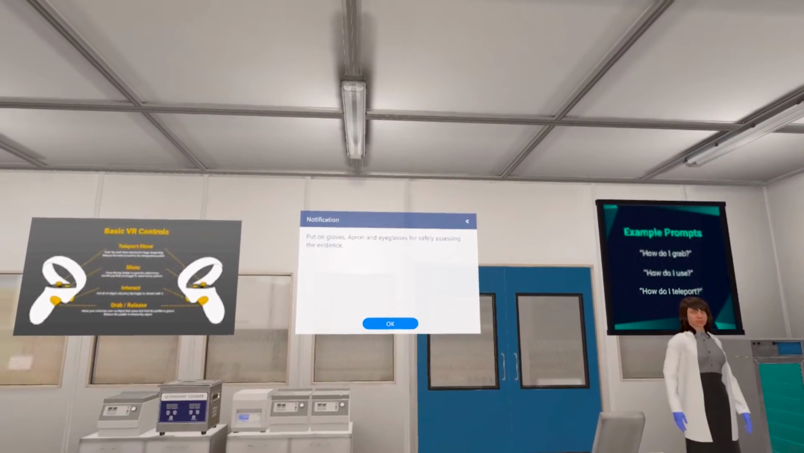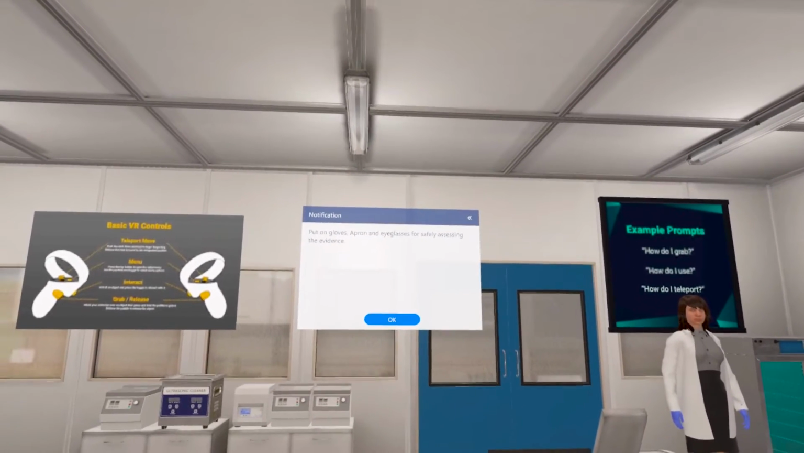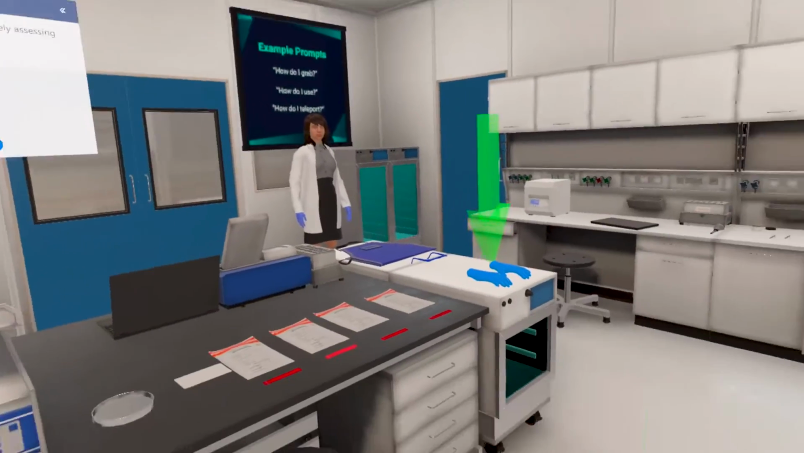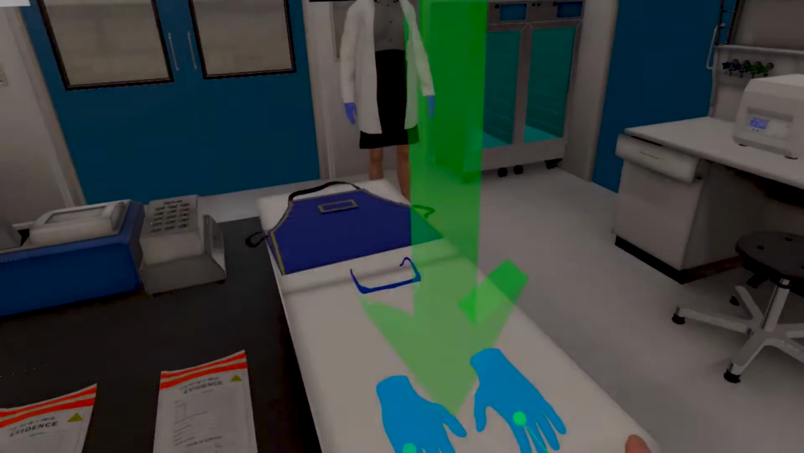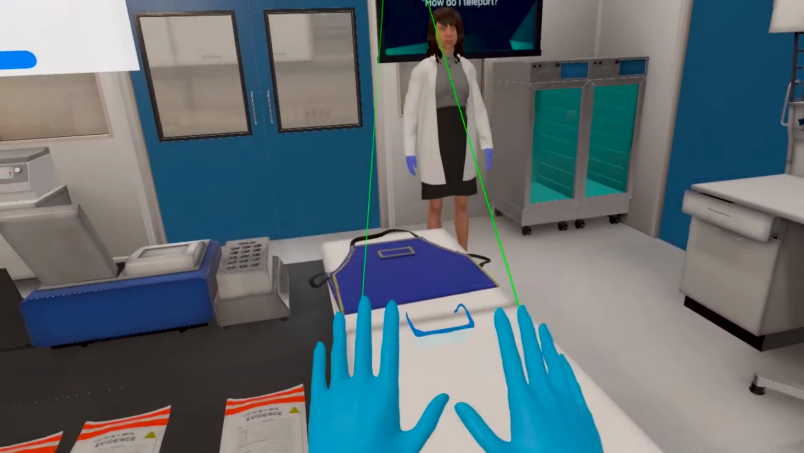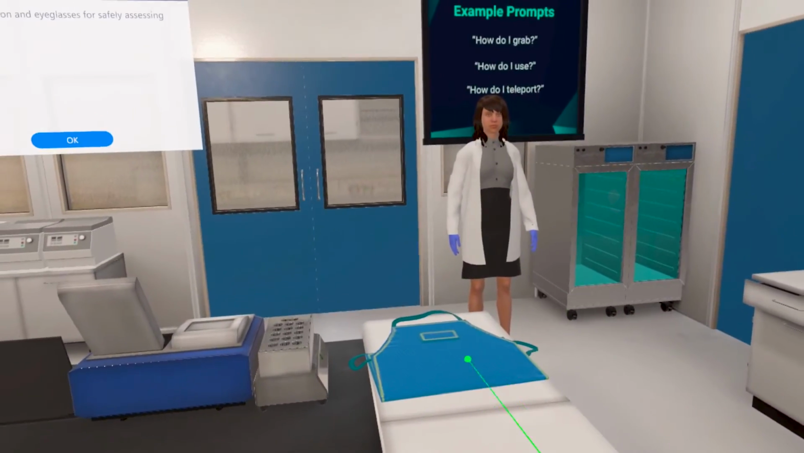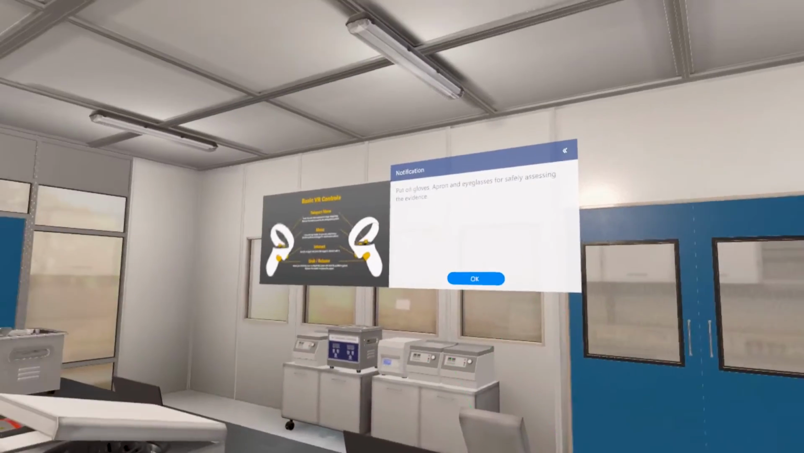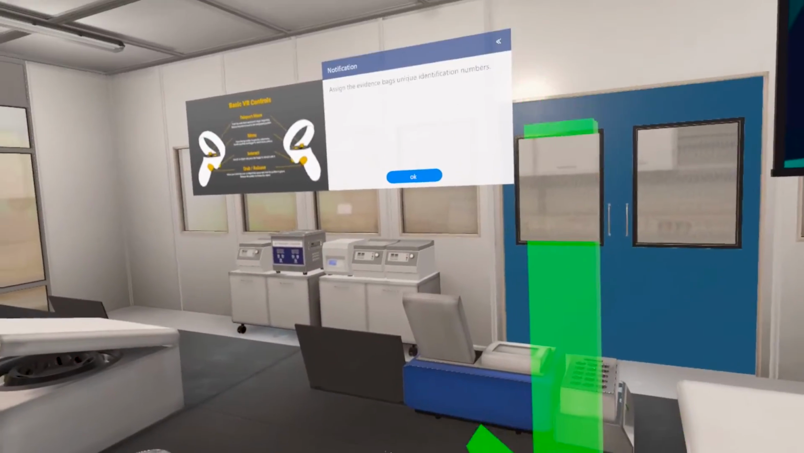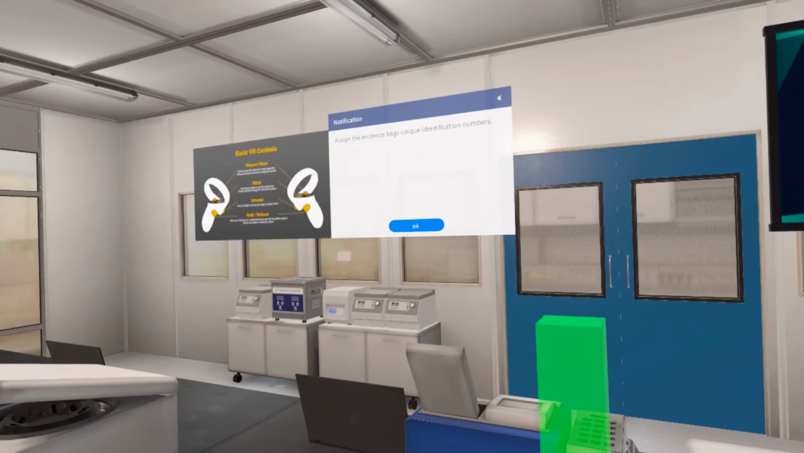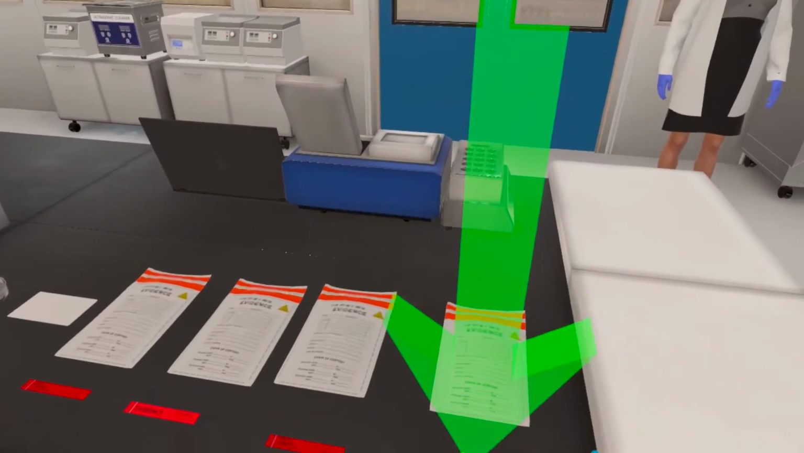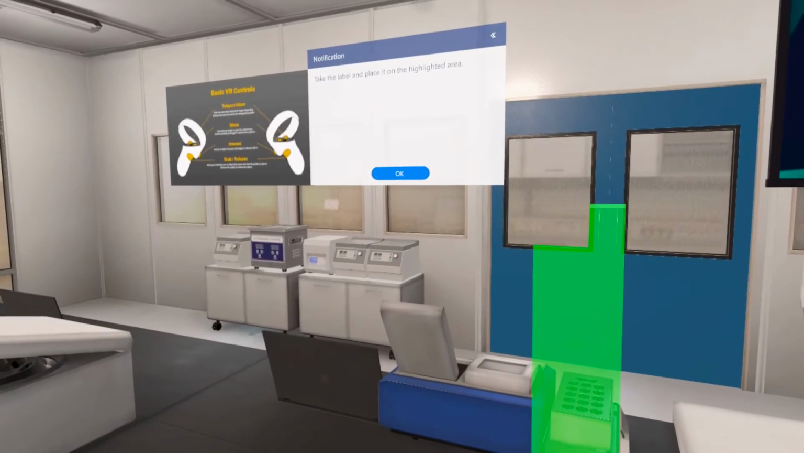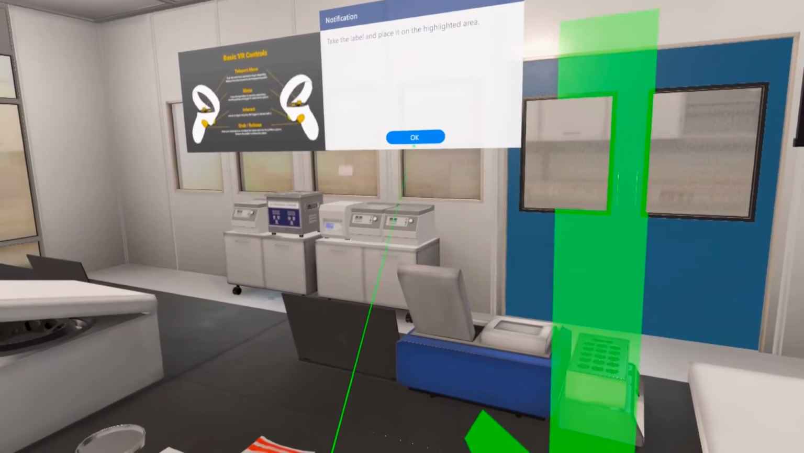Put on gloves, apron and eyeglasses for safely assessing the evidence. Assign the evidence bags unique identification numbers. Take the label and place it on the highlighted area.